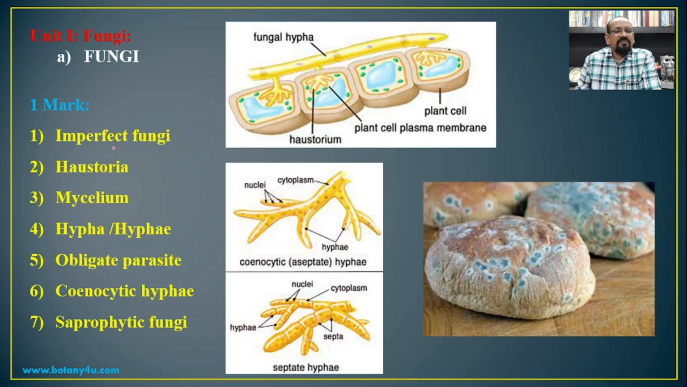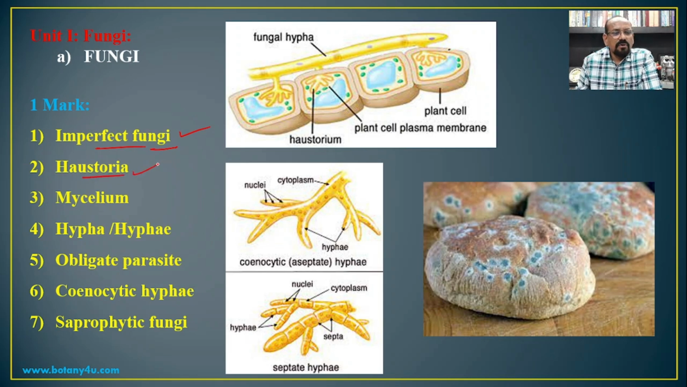Then in a 1 mark question, imperfect fungi. So imperfect fungi means what? Those fungi which are unable to reproduce themselves by means of sexual reproduction, or in other words, when true sexual reproduction is absent, then the fungi are known as imperfect fungi.